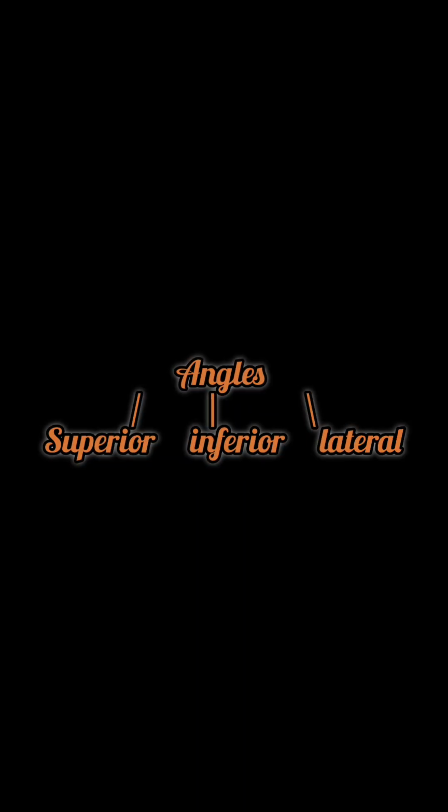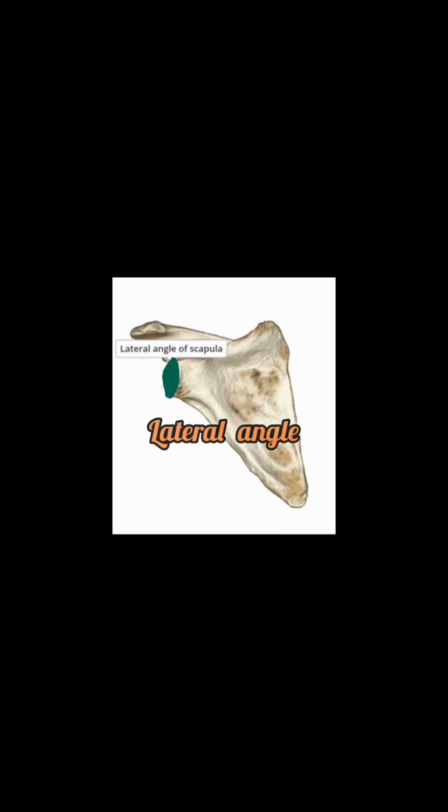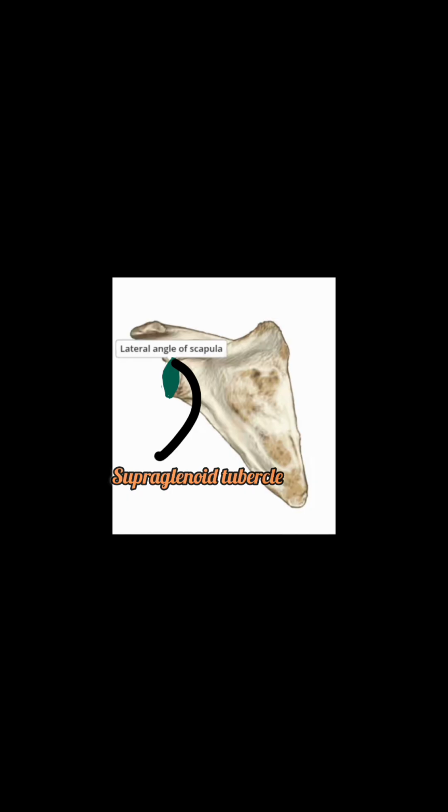Three angles: superior angle, inferior angle, lateral or glenoid angle. The superior angle is covered by trapezius. The inferior angle is covered by latissimus dorsi, which moves forward round the chest when the arm is abducted. The lateral or glenoid angle is broad and bears the glenoid cavity or fossa. This is directed forwards, laterally and slightly upwards. The supraglenoid tubercle is present above the glenoid cavity.